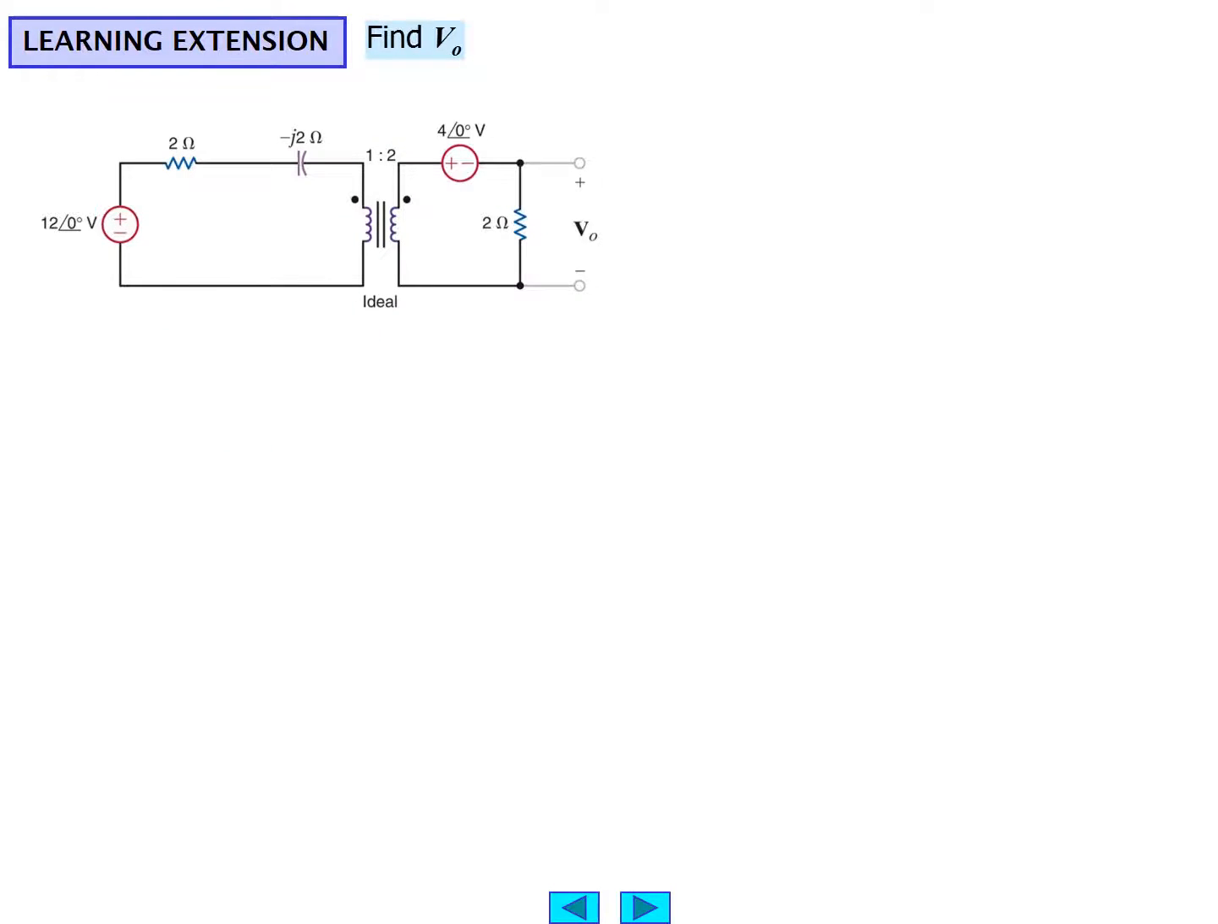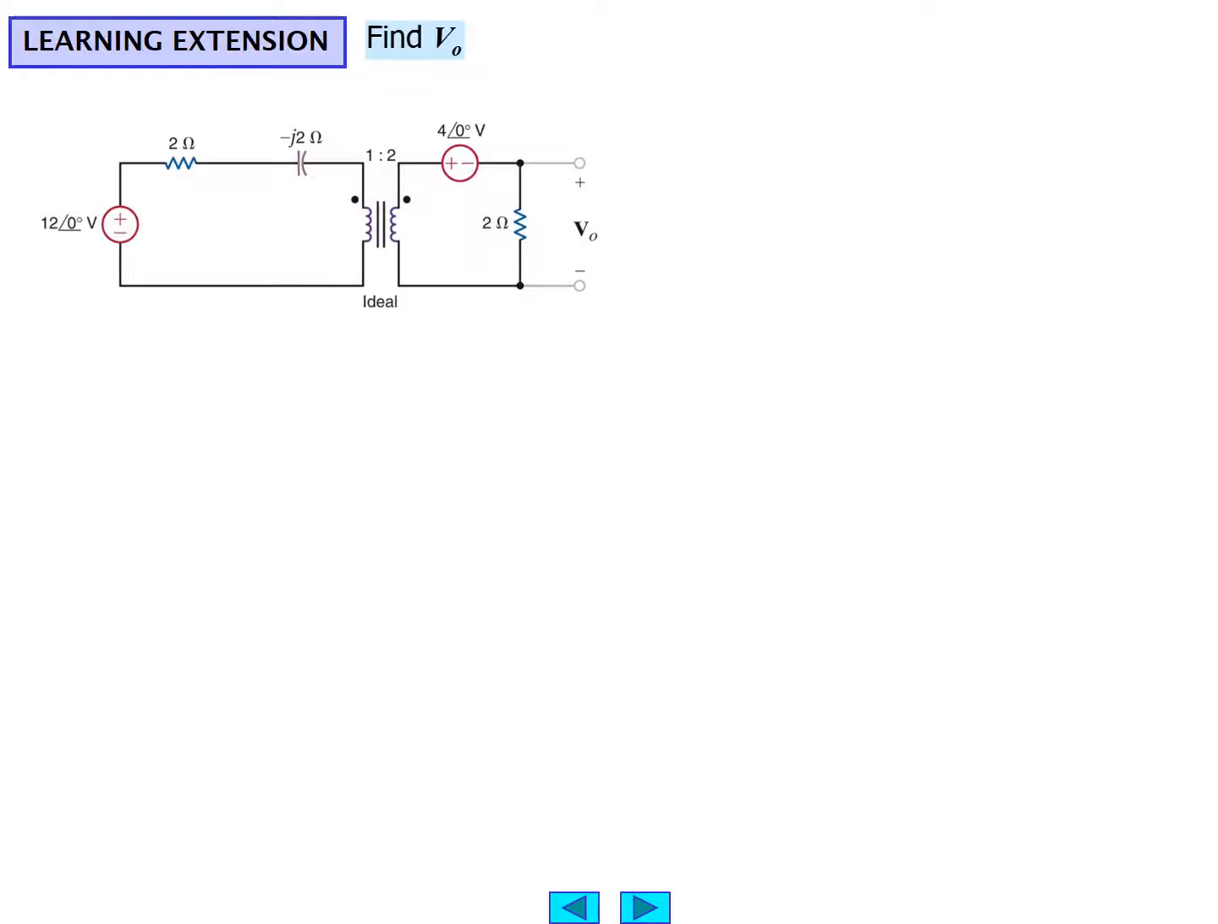Another similar problem, let's find V0. We have a 12 angle 0 source, 2 ohm resistor, minus J2 ohm capacitive reactance, 1 to 2 transformer. Notice the dots are now on the same side. We have 1 to 2 turns ratio, little n is equal to 2. We have 4 angle 0 degrees, a voltage source, and a 2 ohm resistor, which establishes V0.